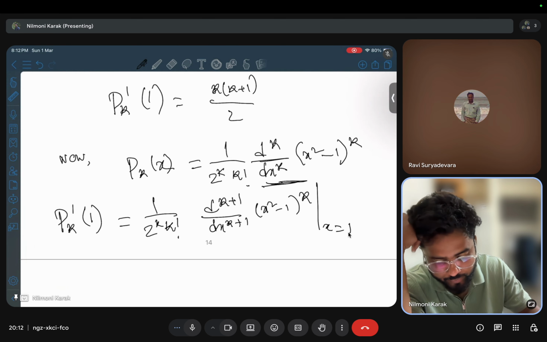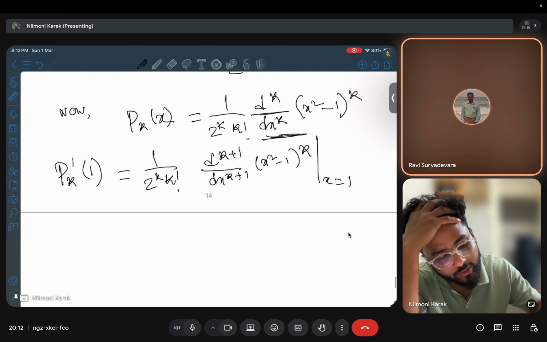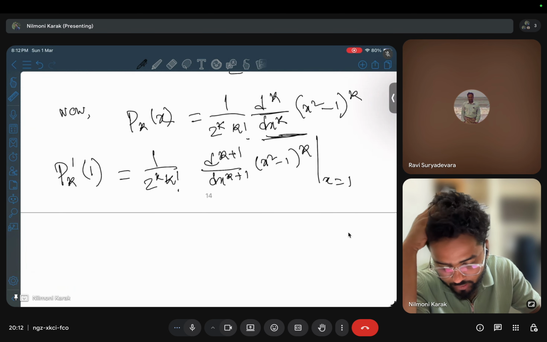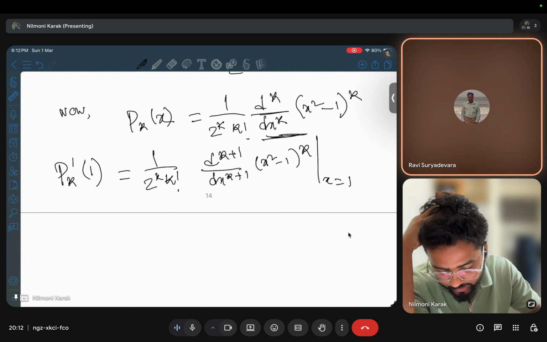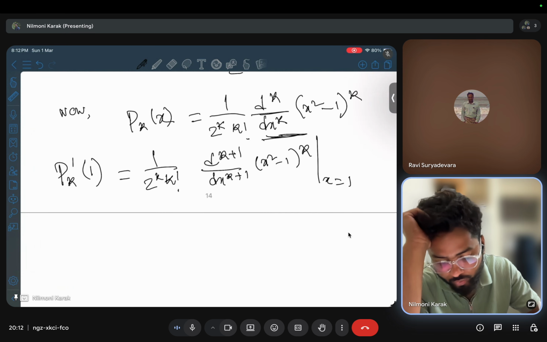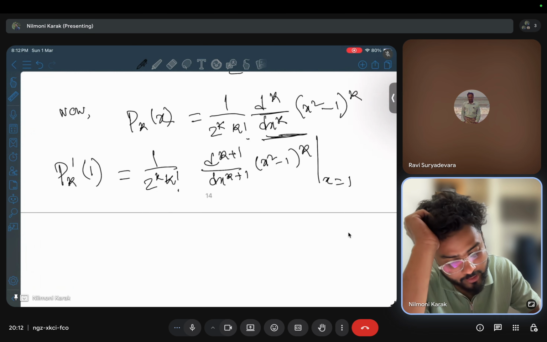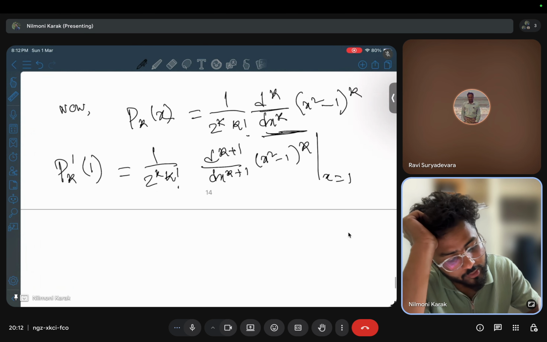Okay, so what you will think, so this (x square minus 1) to the power k, so you just, x square minus 1 is what?